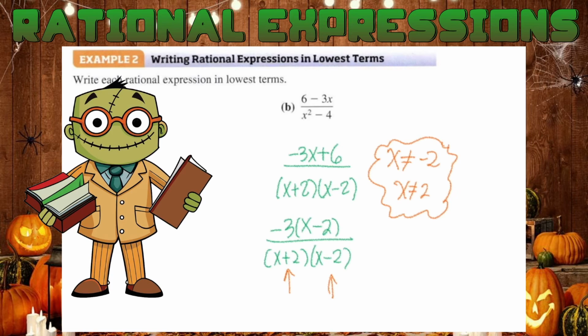So now we can go ahead and reduce the common factor of x minus 2 from our numerator and denominator because anything divided by itself except 0 over 0 is 1. Then our final answer is left with negative 3 over x plus 2. And with those restrictions on the side, good practice to always write those down.